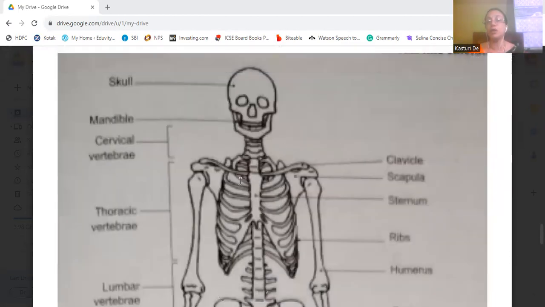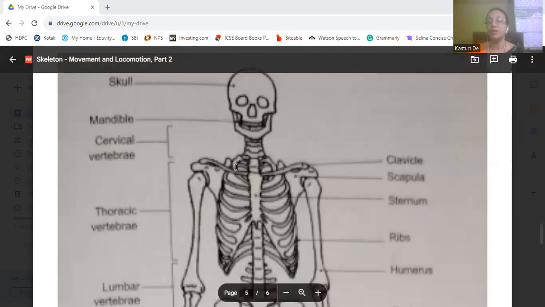Next, we come to the collarbone. This you can see the slightly S-shaped, thin bone, which is attached starting from the sternum, ending at the shoulder. That is known as the clavicle, the shoulder bone, you can say. And the clavicle is attached to a flat triangular shaped bone at the back, known as the scapula. This is the scapula.